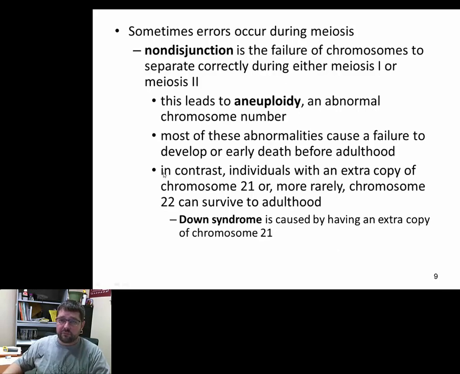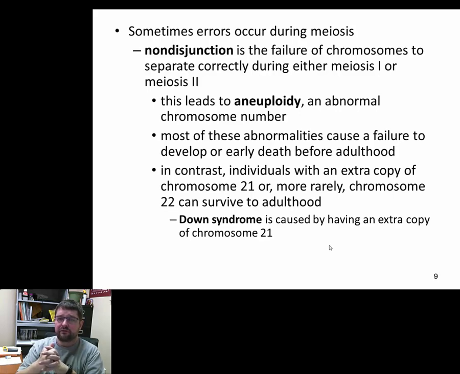Now, some of these we know a lot about, okay? Like chromosome number 21. So in chromosome number 21, if instead of the normal 2 copies, you get 3 copies, okay, this results in Down syndrome. And so that's an extra copy of chromosome number 21.